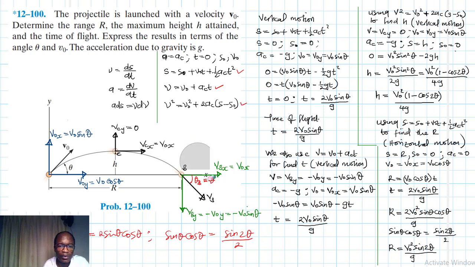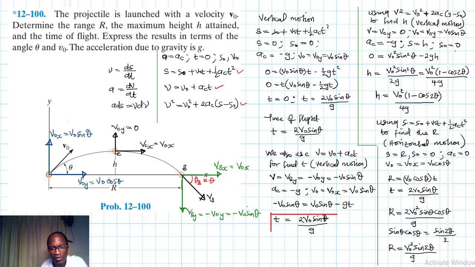Okay, so I think this is really about it. So we found t, which is here. We found t in terms of theta and v naught and g, which is also here. We spent a little bit of time because we also had to use the other equation. And then we also found r in terms of theta and v naught.